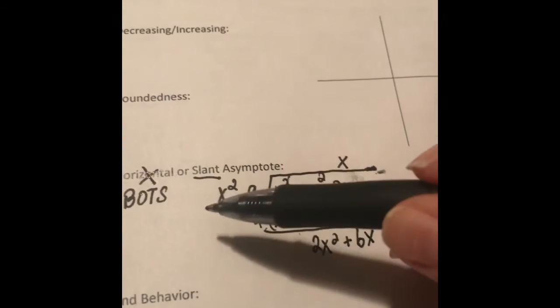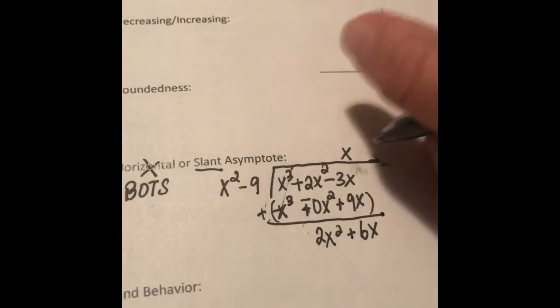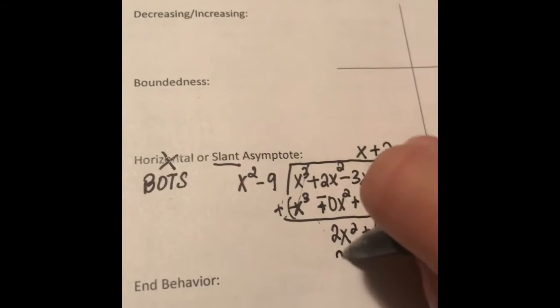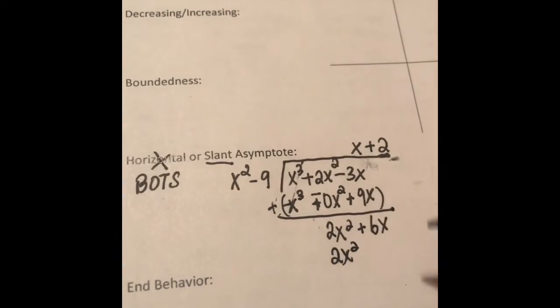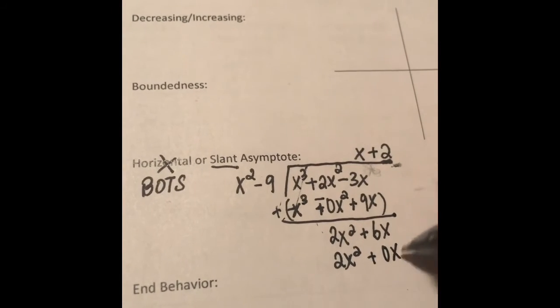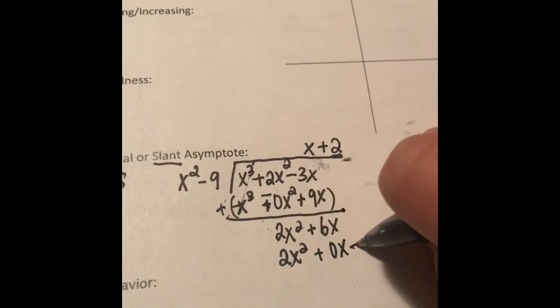Then we figure out how many times x squared goes into 2x squared. Well, that's only 2 times. So 2 times x squared is 2x squared. 2 times negative 9 is negative 18. So again, a 0 for the x spot and negative 18 here.